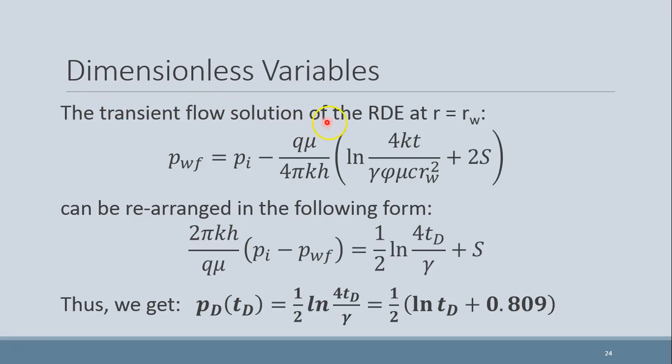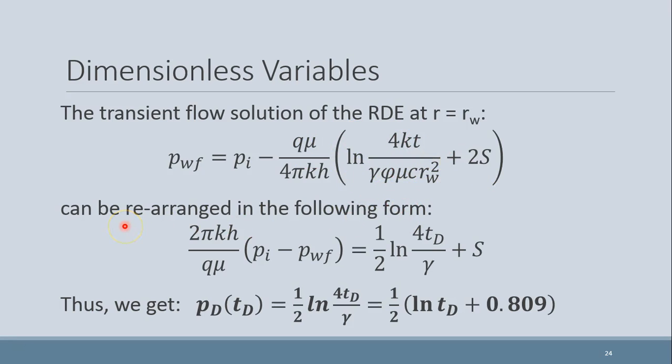The transient flow solution at r equal to rw is Pws = Pi - (q mu / 4 pi kh) ln(4kt / (gamma phi mu C rw^2)) plus S. This is the simplified solution. In the accurate solution, instead of ln 4kt by this term, there would be an Ei, exponential integral.